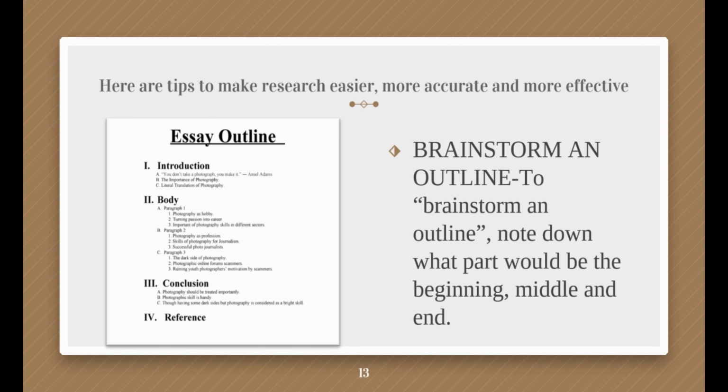Brainstorm and outline. To brainstorm and outline, note down what part will be the beginning, middle, and end. You use an outline to organize your ideas so you don't get off topic. It usually has 3 parts. The beginning or introduction, where you introduce your research topic and why you chose it for research. The middle or the body, where you discuss the findings or information you found on your topic. And the ending or conclusion, that basically summarizes your research. Reference can be added as a list of all the sources you used in research.